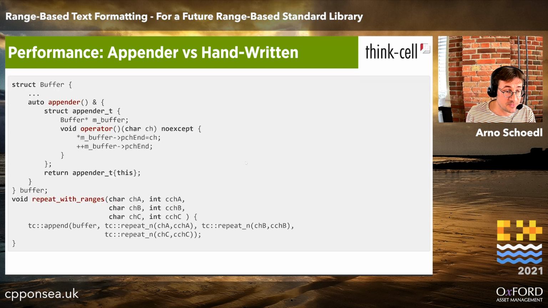Now let's compare that to an actual appender. So you again have an appender that is that fixed buffer appender, and we want to leave out the memory allocations for now. You then write a tc append with buffer, and you use the repeat n range formatter that repeats a particular character n times. And so this is basically how we write it with ranges. It's much more readable, much nicer. But how does the performance compare?